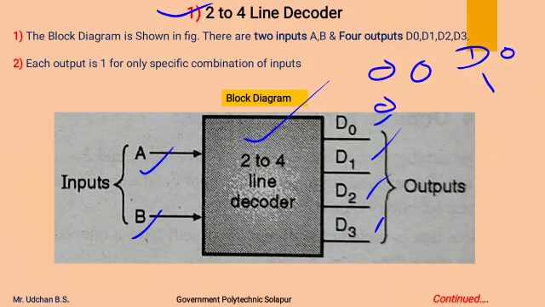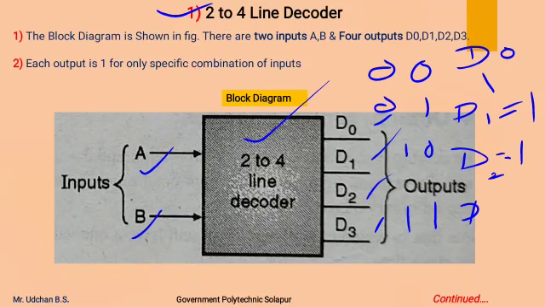When AB is 0 1, then D1 will become 1 and all other outputs are 0. When A and B are 1 0, then D2 will become 1 and remaining all other outputs will be 0. And lastly, when A and B are 1 1, then D3 will become 1 and all other outputs are at 0 level.